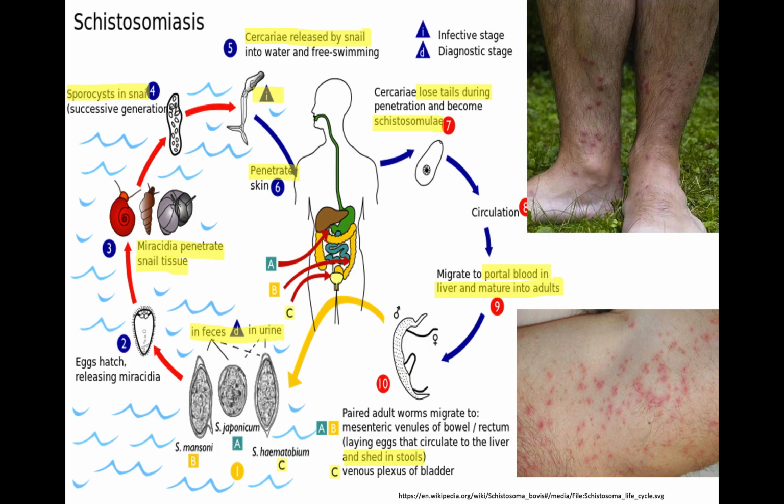So, nothing new: snail, sporocyst, again nothing that we haven't mentioned. Okay, so we can migrate to the portal blood and then go to the mesenteric venules of the bowel and rectum and shed in the stools, and then again back into the water. Liver problem, colon, all of that. So what we want to worry about is the skin manifestations of this disease.